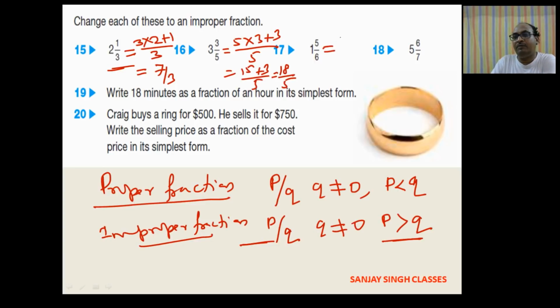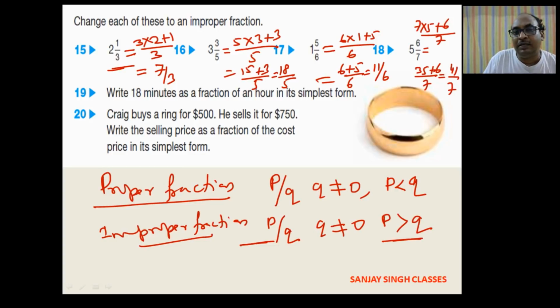Similarly here it will become 6 into 1 plus 5 divided by 6. So it is 6 plus 5 by 6, and it is 11 by 6. Here it is 7 into 5 plus 6 by 7, which is 35 plus 6 by 7, equal to 41 by 7. So all these are mixed numbers. All these improper fractions which we have got are actually mixed numbers, and when we solved the mixed numbers, we got improper fractions.